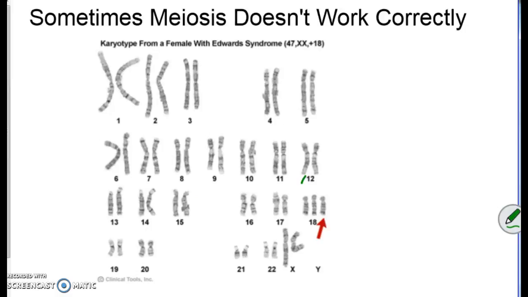However, sometimes meiosis doesn't work correctly, and this is an example right here. If you look at all these chromosomes, this individual inherited a third chromosome, and they just have too many genes in that location, so it causes a whole bunch of problems. It's called Edwards syndrome, and usually the babies don't survive much past infancy, if at all. They have a lot of heart problems and a lot of physical problems. That's just one of the things that happens in meiosis sometimes. It's very rare, but it does happen.